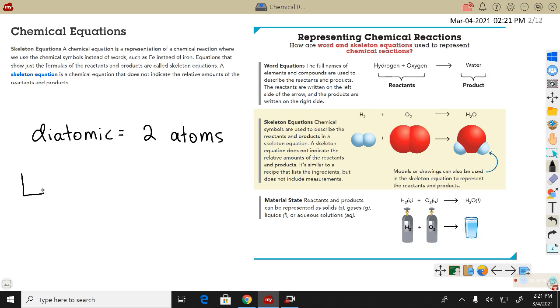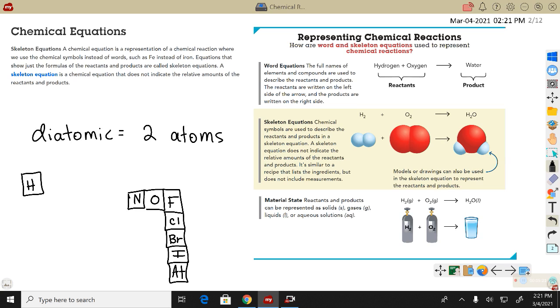The diatomic elements are hydrogen, and then over on the other side of the periodic table, it would be nitrogen, oxygen, and all of the halogens: fluorine, chlorine, bromine, iodine, and astatine. Although we don't really use astatine very often. But these are the diatomic elements. Hydrogen, and then nitrogen, oxygen, all down the halogens.